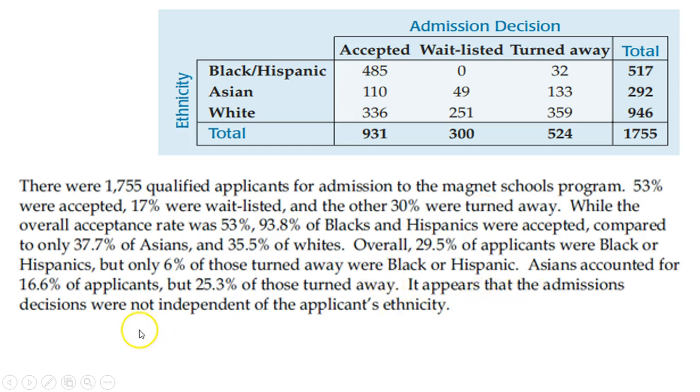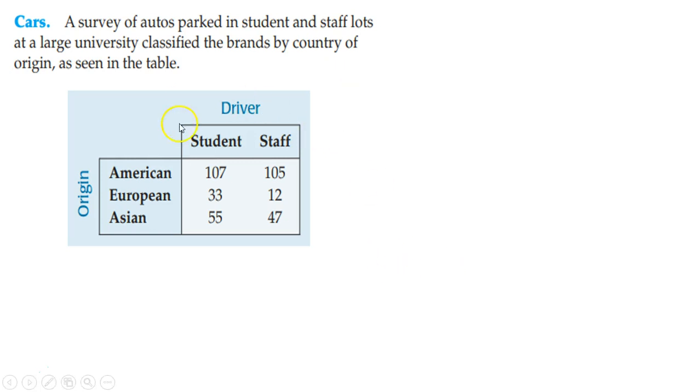And it appears that the admissions decisions were not independent of the applicant's ethnicity. To me, it's looking kind of shady that it seems more likely that someone is turned away or accepted based on a certain ethnicity. All right, but they were not independent of the applicant's ethnicity.